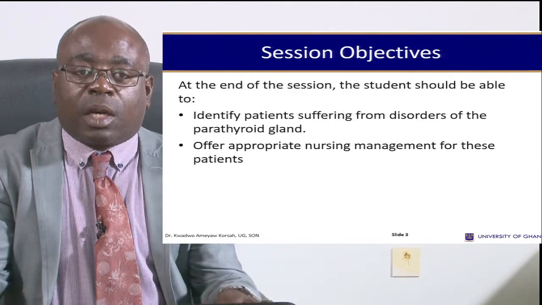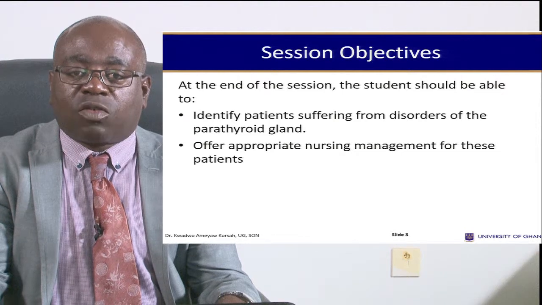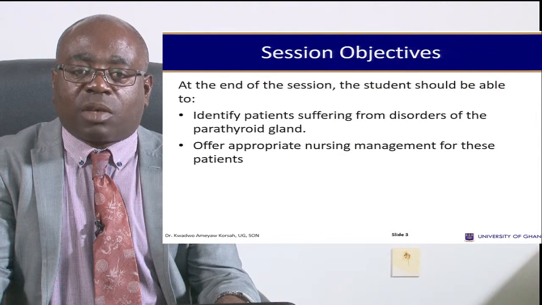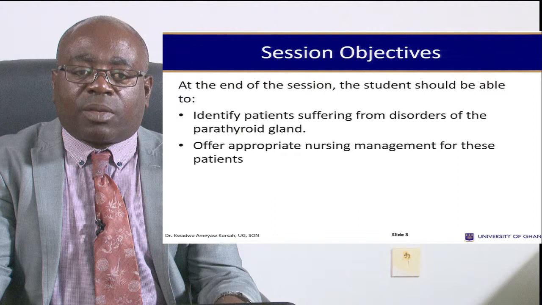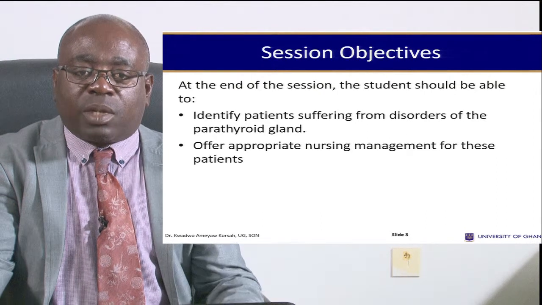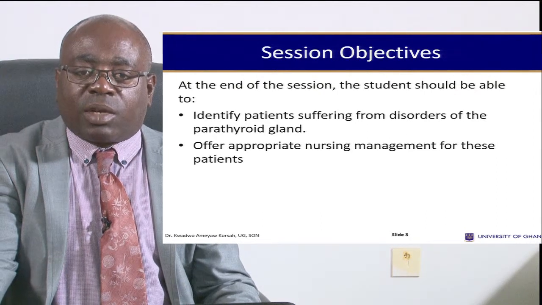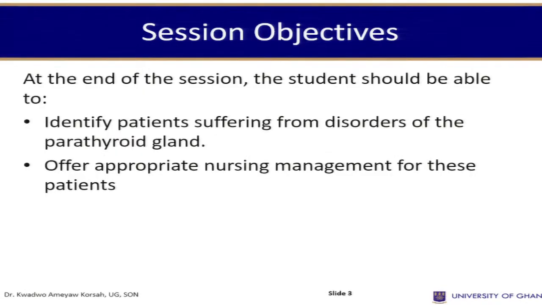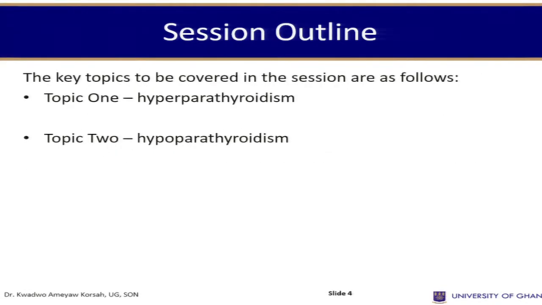them. And at the end, it is expected that students should be able to identify patients suffering from disorders of the parathyroid gland and then offer appropriate nursing interventions or management for these patients. And so here we have hyperparathyroidism, which is topic 1, and then topic 2 we have hypoparathyroidism. Of course, the opposite of hyperparathyroidism is hypoparathyroidism. And so these are the things that we are going to look at.